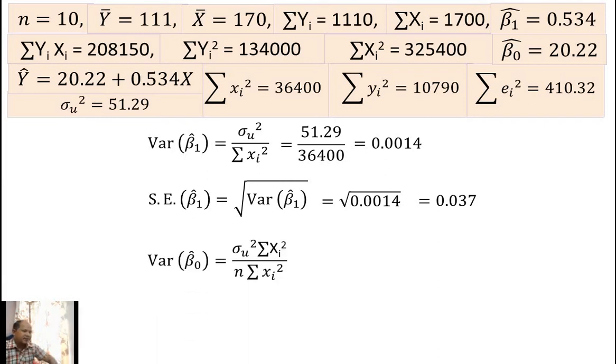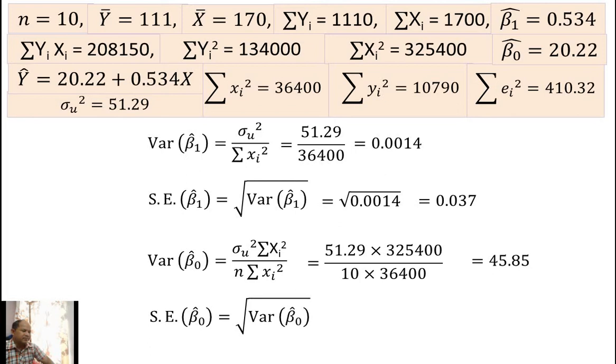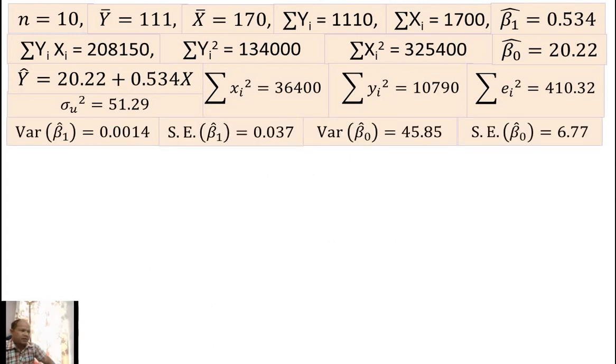Next, variance of beta naught cap is equal to variance of u into summation capital Xi square divided by n into summation small xi square, and after putting the values we get the variance of beta naught cap as 45.85. Therefore, standard error of beta naught cap is equal to square root of variance of beta naught cap, and is found as 6.77.